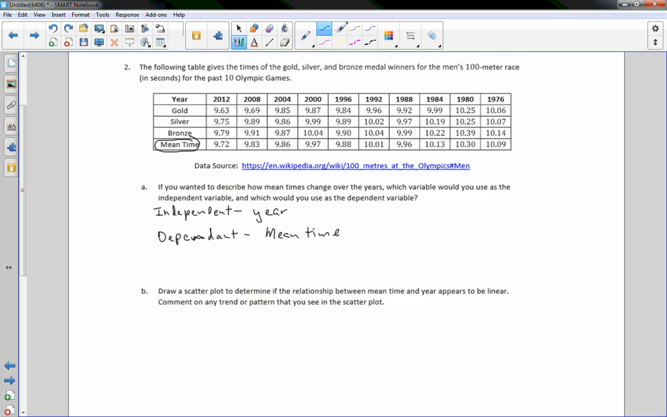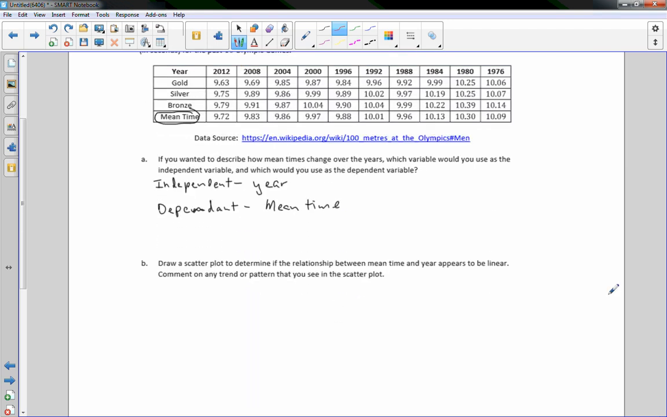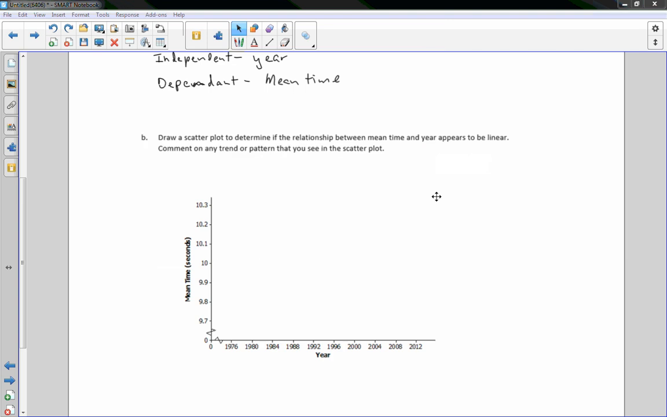B, it says to draw a scatter plot to determine if the relationship between the mean time and year appears to be linear. Comment on any trend or pattern that you see in the scatter plot. I'm going to bring in a grid so I can plot this because they give us nothing. Here we have the independent variable year, that's our x-axis, and our mean time in seconds, which is our y-axis.